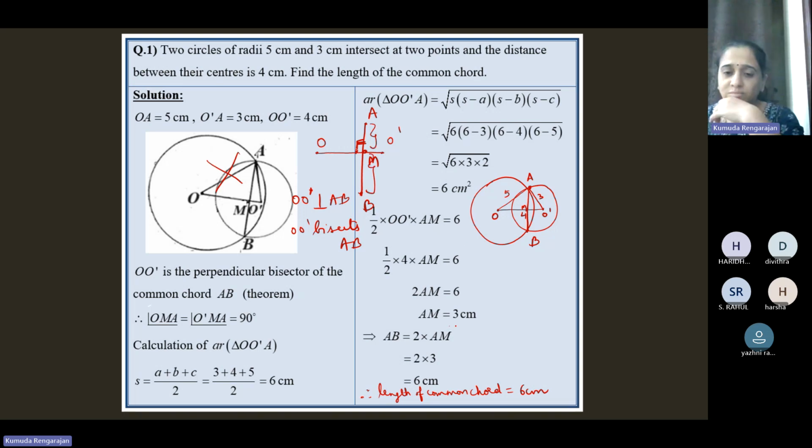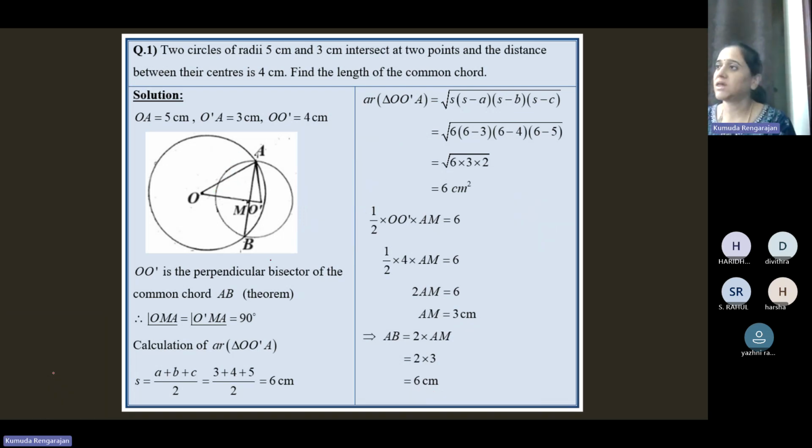So we found AM 3. So MB is also 3. That's why AB is 2 into 3, 6 centimeters. The length of the common chord is 6 centimeters. Okay, so the procedure here is to get the triangle, to draw the figure and identify the triangle, find the area of the triangle using Heron's formula, equate that to half base into height to get the altitude AM, and double that, which will be the length of the common chord.